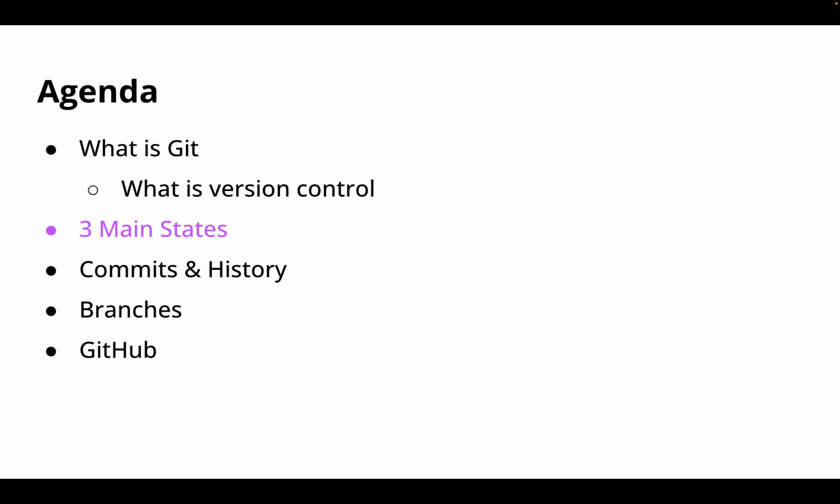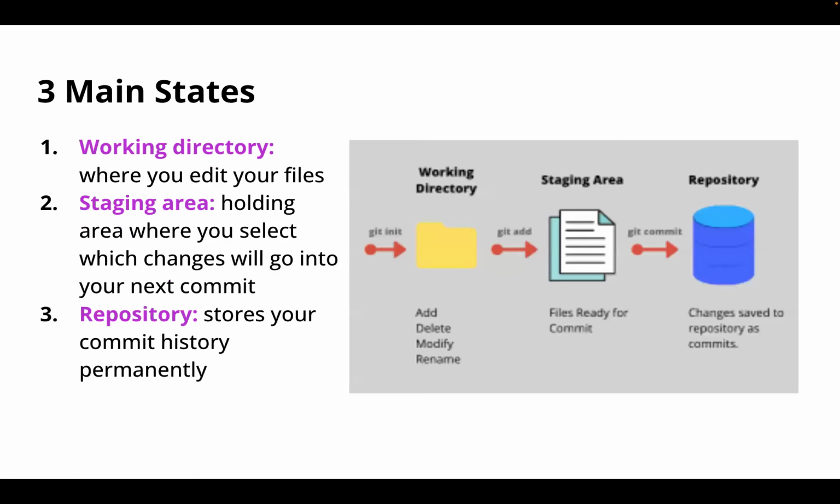Okay, next we're gonna go on to the three main states of Git. So what exactly does this refer to? Working with Git can be split up into three separate phases. First we have our working directory, then we have our staging area, then we have our repository. There's a visual over there, but I'll also briefly explain what each one is, and then we'll go a little bit more in depth in the following slides.